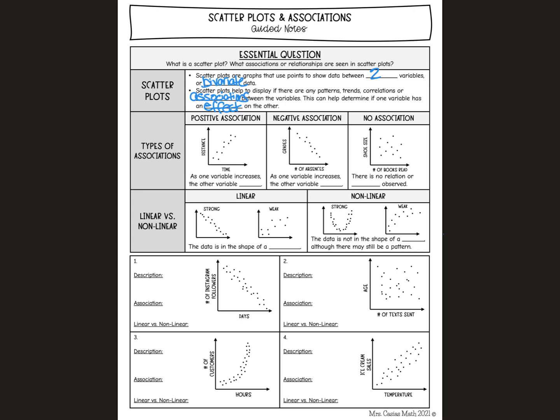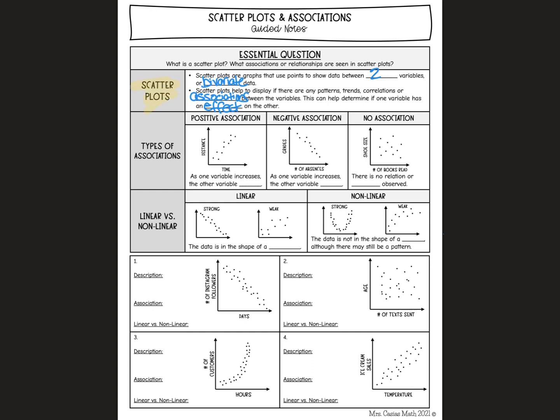So today we're going to talk about scatter plots and associations. We're going to be able to answer what is a scatter plot, and then what types of associations or relationships can we see in scatter plots. So first, let's answer the question, what exactly is a scatter plot?